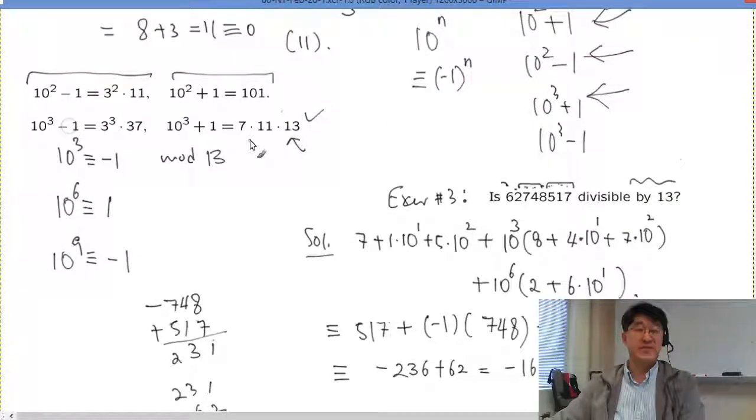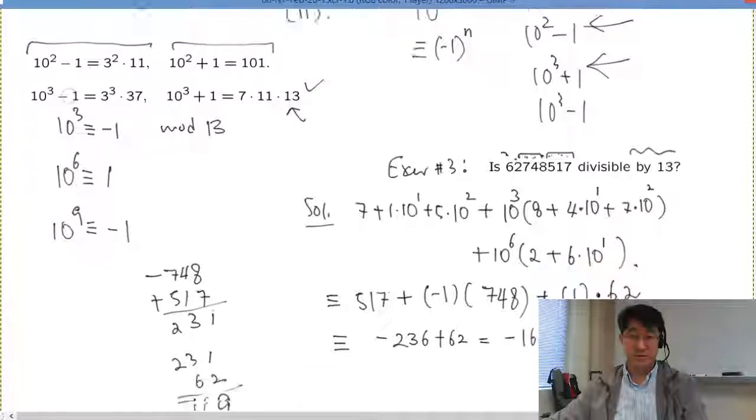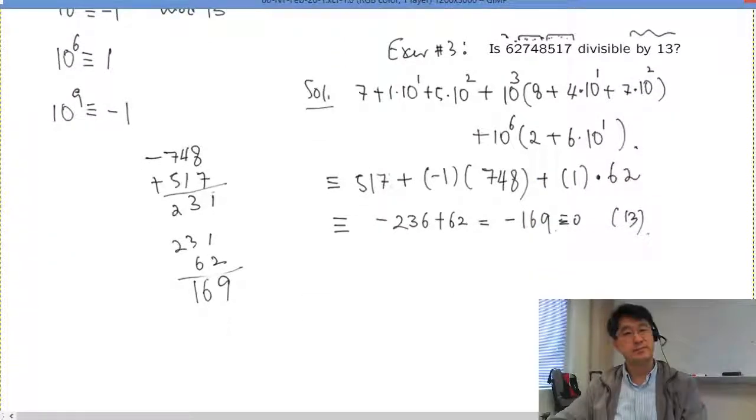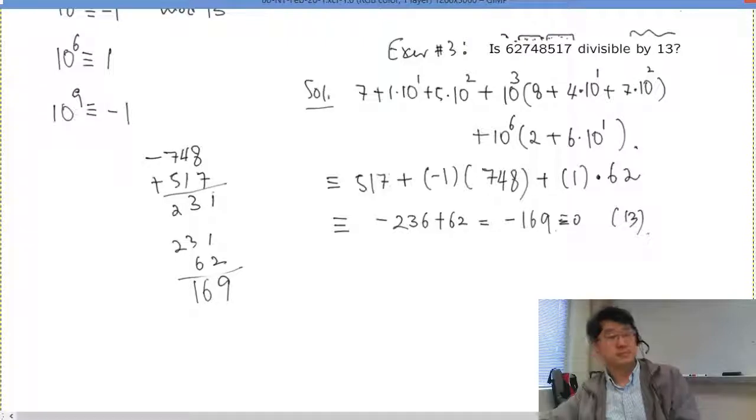How about divisibility of 7? You can do that too. Divisibility of 37 is even better, right? It's all ones, right? Got the idea?